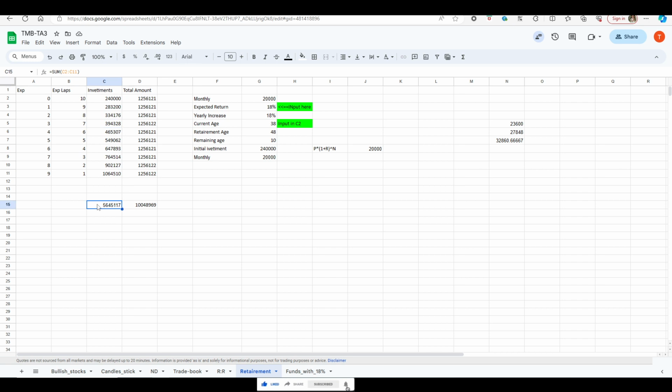So finally, what is the total amount we are investing? 56 lakhs 45,117 rupees we are going to invest. Approximately, if everything works out, how much we are going to get? 1 crore rupees capital in 10 years. So that means every month you are investing 20,000 rupees. Next year you are going to increase the 18% to this 20,000, which is the initial amount. So you keep on doing the same thing for 10 years. It is very easy to make the 1 crore rupees.